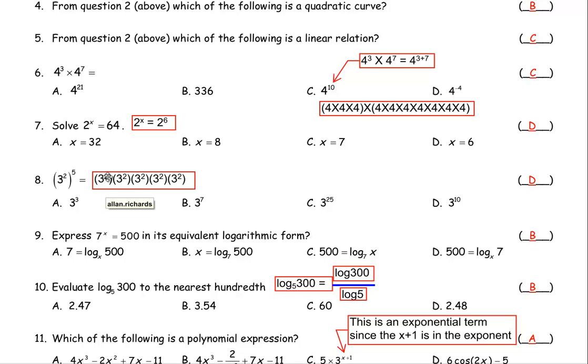So this is really 2 3s and another 2 3s and another 2 3s and another 2 3s and another 2 3s multiplied. So altogether there's actually 10 3s here. There's actually 5 pairs or 5 sets of 2.